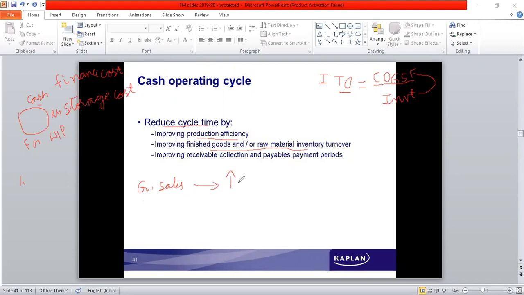So credit sales result in an increase in sales. Sales increase whenever a credit facility is extended to the customer. It's a strategy adopted to increase sales. Fine, that is a benefit.